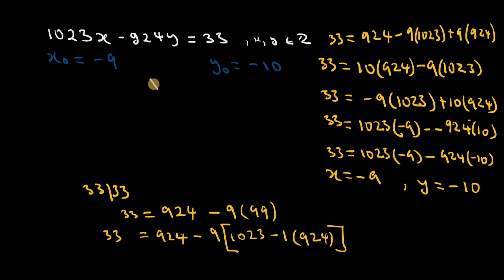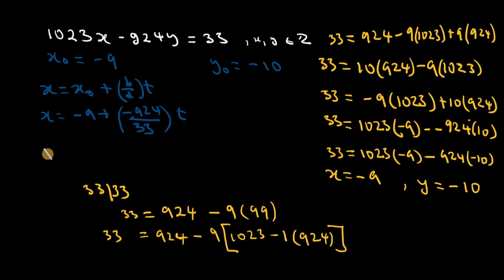Other solutions can be obtained by the general formula x is equal to x naught plus b over d times t, where d here is the greatest common divisor and b is minus 924. That is, x is equal to minus 9 plus minus 924 over 33 times t, which is the same as x is equal to minus 9 minus 28t. Since minus 924 divided by 33 is minus 28, so minus 28t. So this is one of the general solutions.